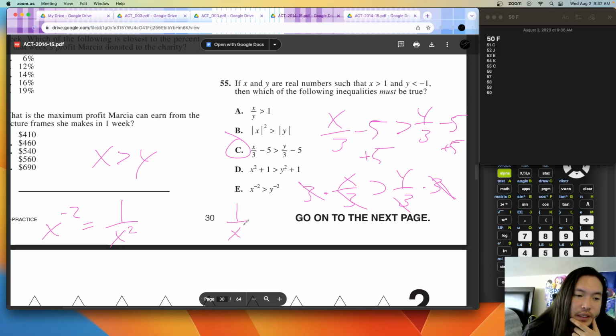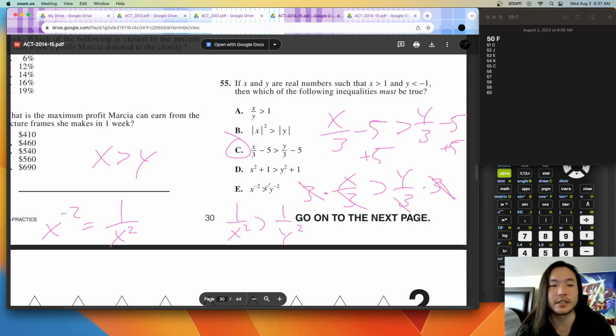So here they're saying 1 over x squared is greater than 1 over y squared. Let's say x is 1,000 and y is 2. Well, then this is definitely not true. 1 divided by 1,000,000 is less than 1 divided by 4. Definitely the correct answer here is C.